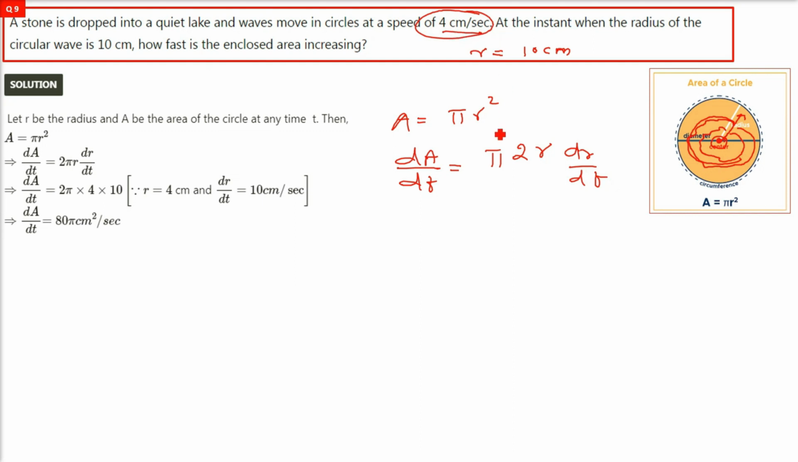See, certain things are given here. dA by dt we have to find out. dr by dt is 4 cm per second, and the radius is 10 cm. So in place of r you are going to replace the proper values: r as 10 and dr by dt as 4. So it is going to be 80 pi centimeter square per second. This is your answer.